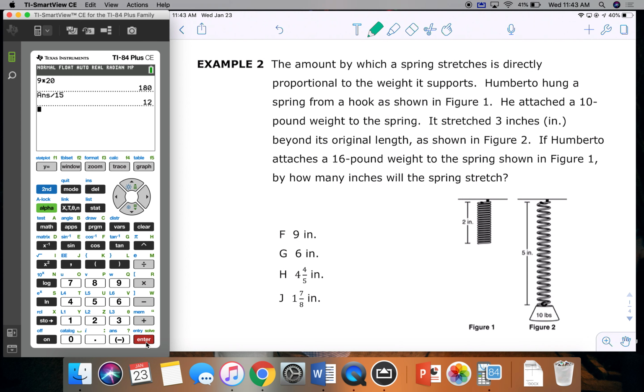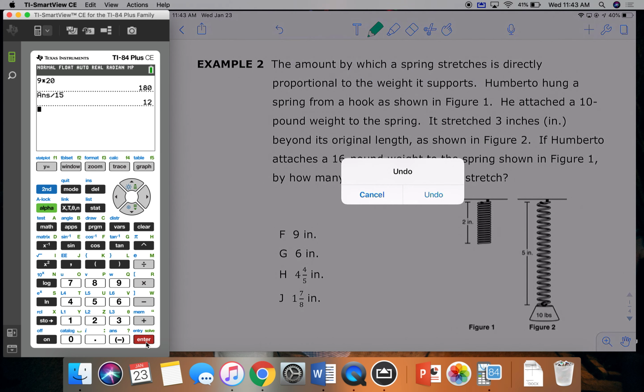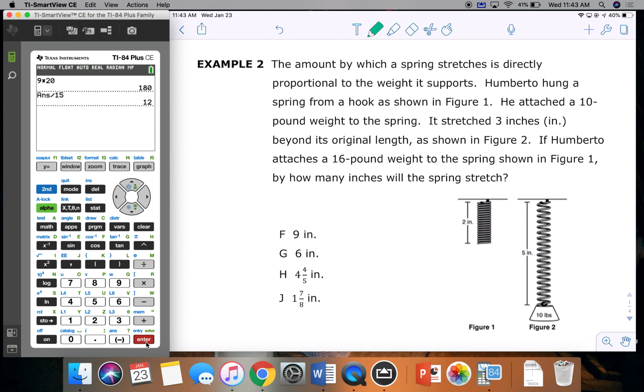Problem 2 is another proportion. They tell you that the amount by which a spring stretches is directly proportional to the weight it supports. Umberto hung a spring from a hook as shown in figure 1. He attached a 10-pound weight to the spring. It stretched 3 inches beyond its original length as shown in figure 2. If he attaches a 16-pound weight to the spring, how many inches will the spring stretch?